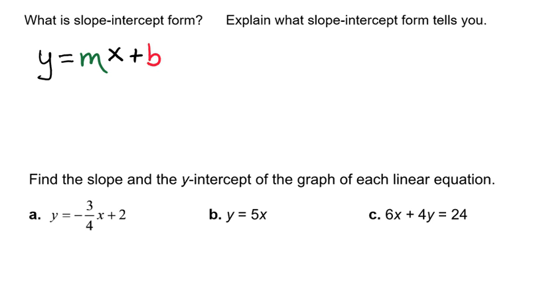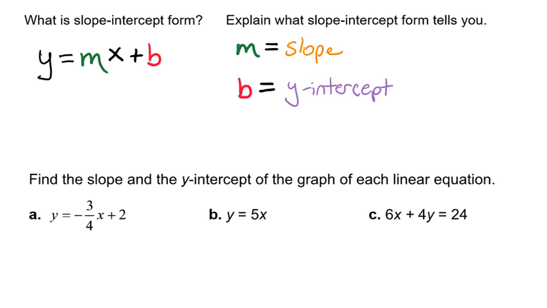So the question becomes, what does slope-intercept form actually tell you? Well, the m tells you the slope of your line. It means the constant rate of change. And the b tells you your y-intercept. So it tells you where your line crosses the y-axis.